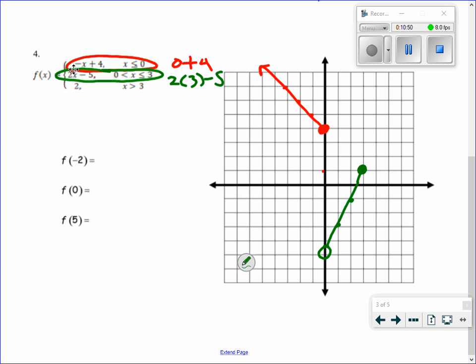And then our last piece is f of x equals 2 when x is greater than 3. So how would you graph something that looks like y equals 2? What type of line is that? Yeah, it's a horizontal line. So it's a horizontal line when y is 2, and that is when x is greater than 3. So at 3, what type of circle will we have? Open circle.